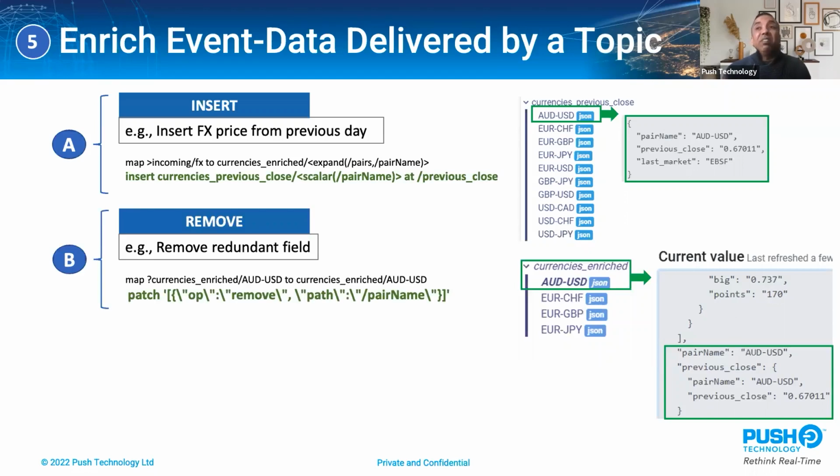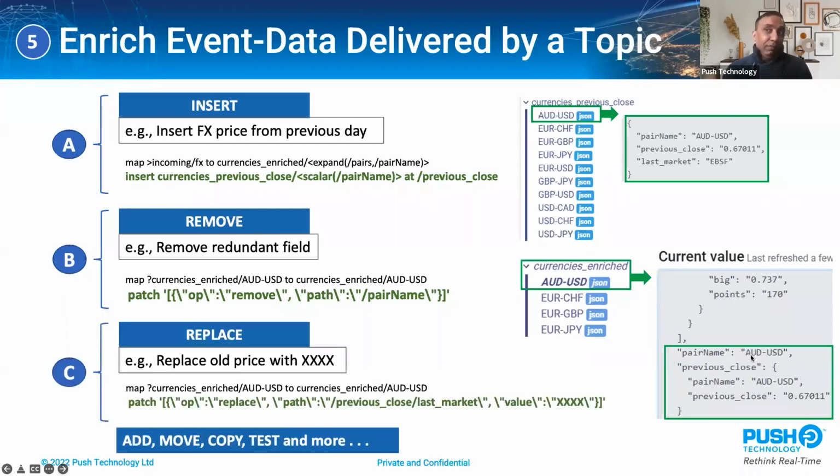What if you notice redundant data and you want to remove it? A remove command will remove one field. In this case, the pair name is redundant. You can remove that particular entry with just one command. There might be a need to replace it, for example, masking. For a tier 0 price, you don't want to disclose the previous close price. You can replace the previous close price with blank or make it 0, for example.